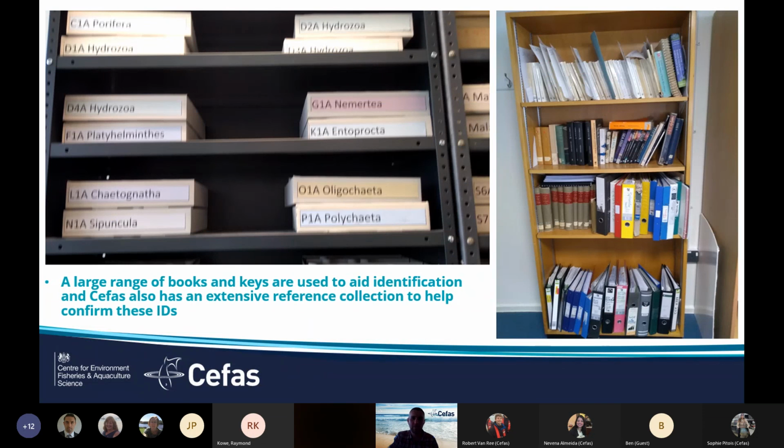Yeah, so we identify all our animals down to species, using all the literature we have, and we also have quite an extensive reference collection.